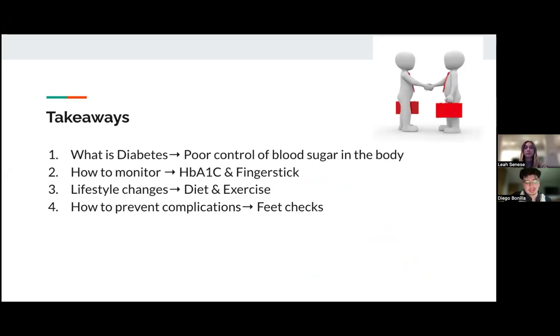So these are just some takeaways, some big things that we talked about throughout this presentation. What is diabetes? It's poor control of your blood sugar in your body. How to monitor it with the A1C test and the finger stick test. Lifestyle changes such as diet and exercise, which is very important to control your blood sugar and also prevent diabetes if you do not have it. And how to prevent complications, which is to check your feet daily and make sure that you constantly monitor your wounds, assess your wounds, and take care of them to prevent them from becoming infected.